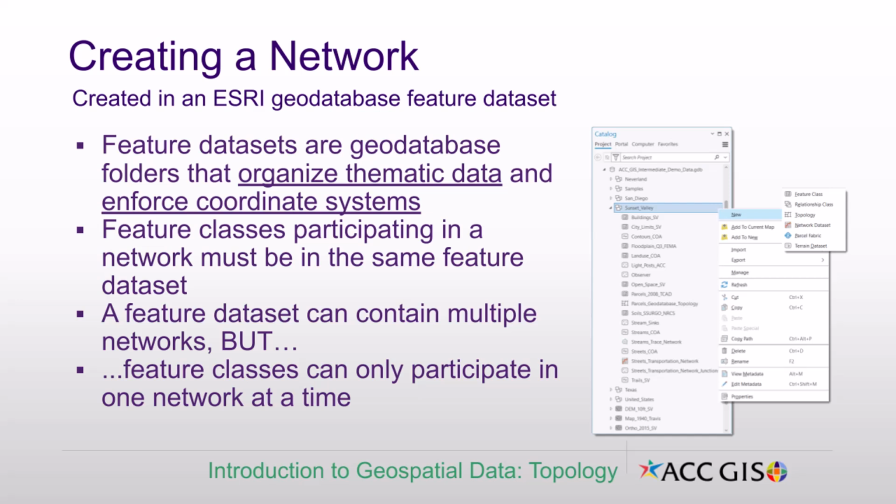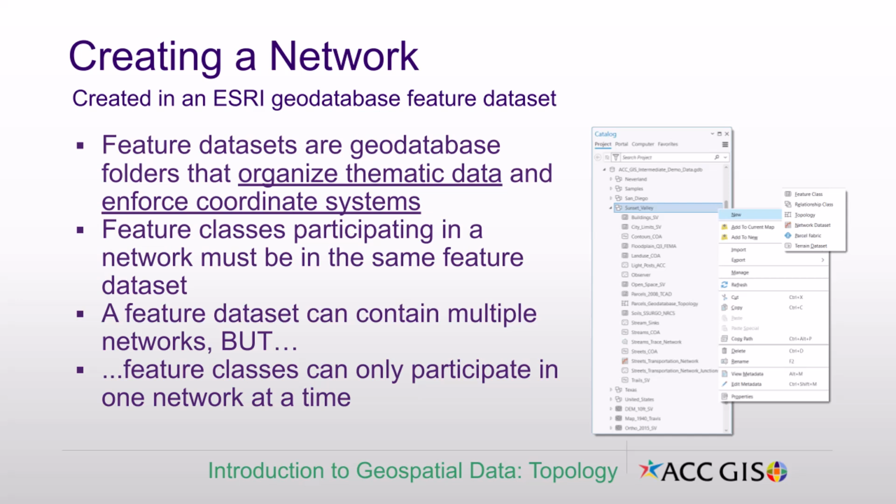If you look at the example on the right of the catalog pane and the Sunset Valley feature dataset, when you want to create a new topological network, you can just right-click in the catalog pane on a feature dataset and select New, and then choose the type of network, whether it be a geodatabase topological network or a transportation network dataset or a more specialized network dataset like a parcel fabric.